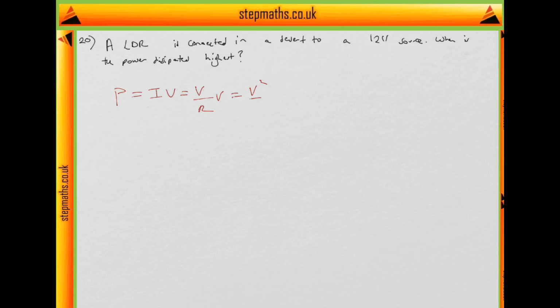Okay. So we have different formulae for power. We have the current times voltage, and we have the voltage squared over resistance. Do we have the voltage? Yes. Do we have the current? Well, no. Do we have the resistance? No. But we do know that it's an LDR. And what do we know about LDRs?